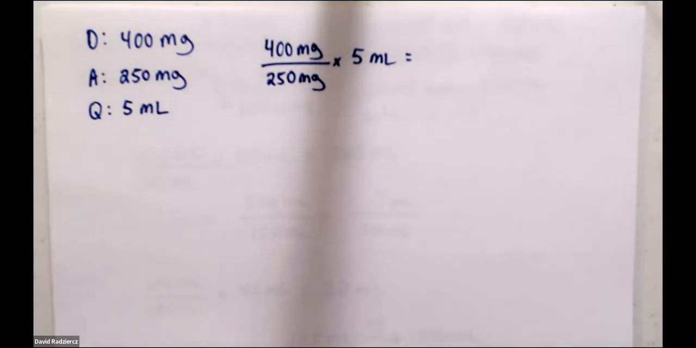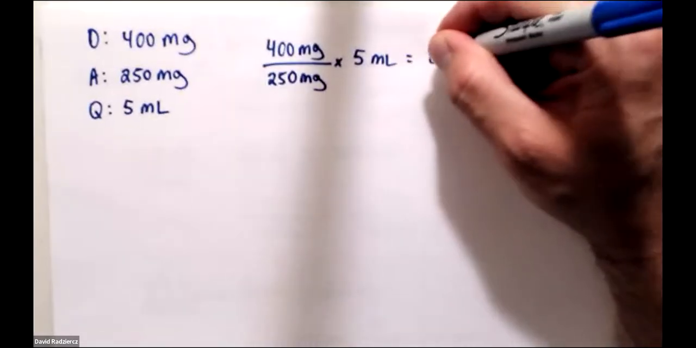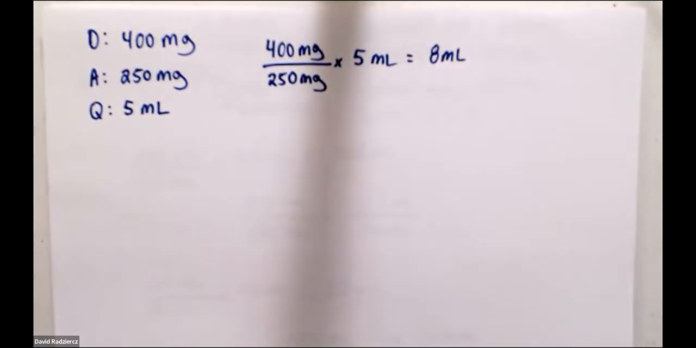So I'm going to take my calculator. I'm going to do 400 times 5, which is 2,000, divided by 250, and that gives me 8 milliliters. So how much would I administer for this medication? I would administer 8 milliliters.